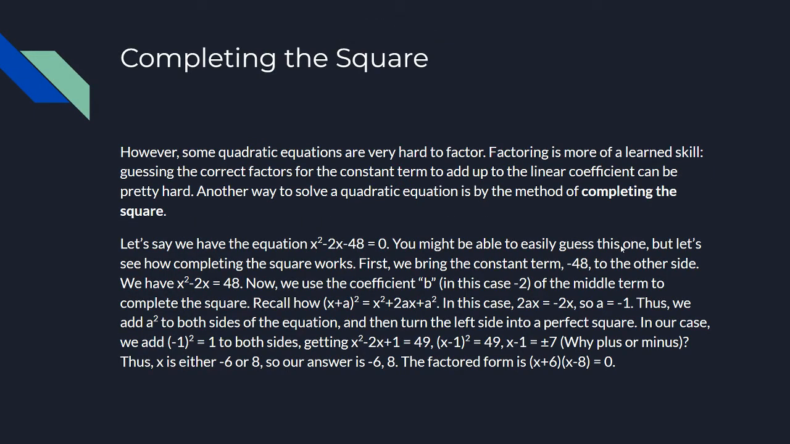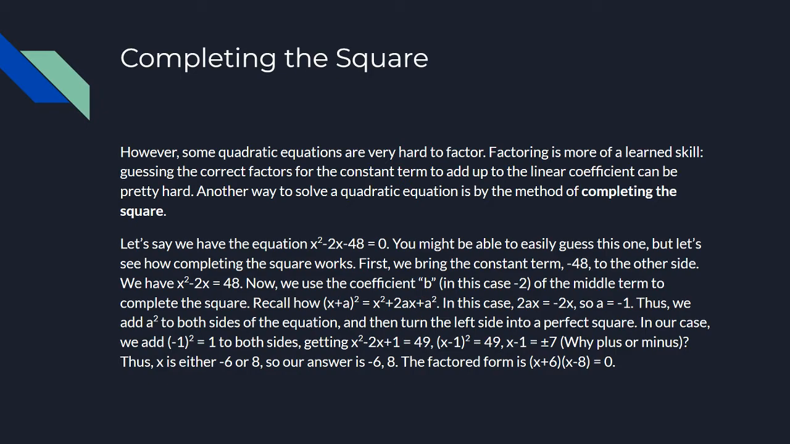Now, there's another method that we have to use called completing the square. So some quadratic equations are very, very hard to factor. Factoring is kind of a learned skill, so guessing the correct factors for the constant term to add up to the linear coefficient can be pretty difficult. And a lot of the time it's actually almost impossible because there's square roots involved. So another way to solve a quadratic equation is by the method of completing the square, and this will allow you to get pretty much any quadratic solution.